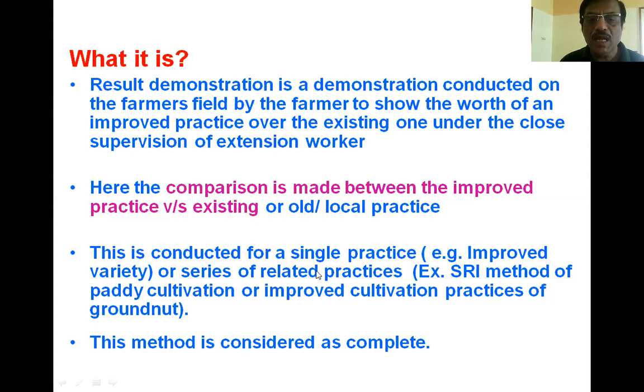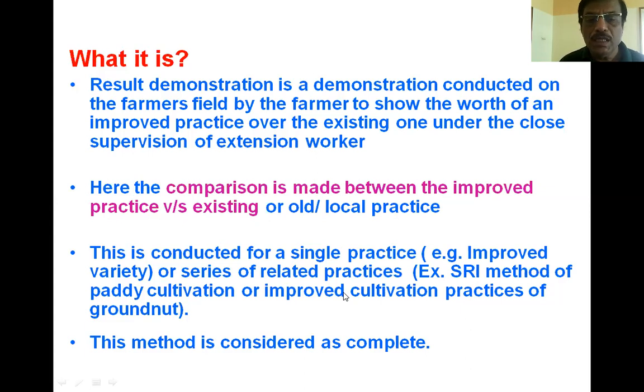Or a series. Sometimes recommended practices include a series of practices, more than one practice. For example, the SRI method of paddy cultivation or improved cultivation practices of groundnut. SRI method of paddy cultivation, SRI means System of Rice Intensification. The SRI method of paddy cultivation involves a series of practices. Or improved cultivation practices of groundnut.